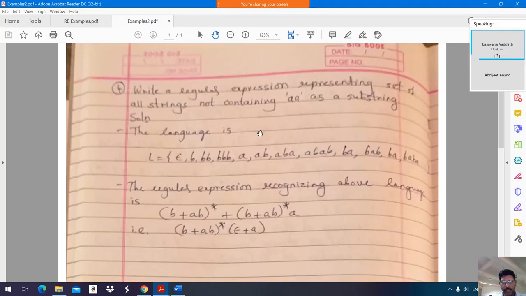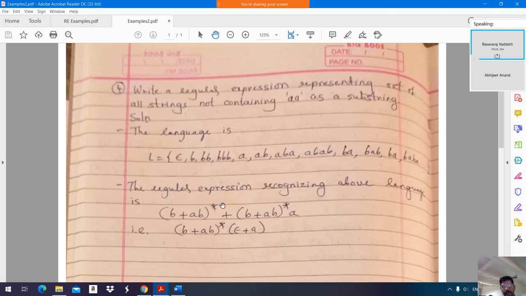Look at the regular expression now. Regular expression can have B plus AB, because once I take B plus AB, it will avoid occurrence of A together. It can have B or AB, and after AB, again it can have B or AB. Look at how this combination is combined together such that it will avoid occurrence of A together.